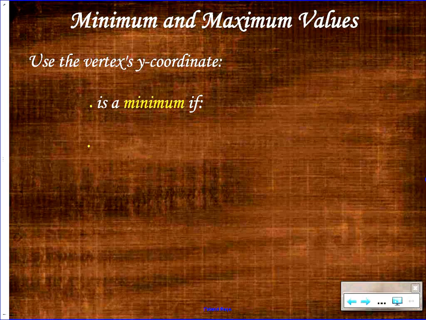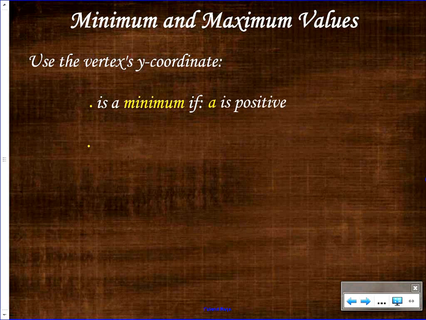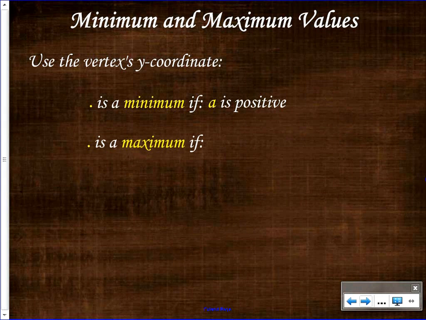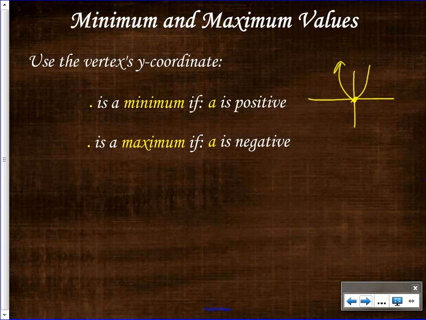Okay. So we know it's a minimum if A is positive. And we know it's a maximum if, can anyone guess? A is negative. Very good. Why is this? Well, if I'm graphing something, I have my vertex, and A is positive, I know it's going to open up. So this is what? My lowest point, which makes it a minimum. If A is negative, it opens down, which makes this point my highest point, so it is a maximum. How do I find said maximum? Find your axis of symmetry, plug it in, and find your y value at the highest point.